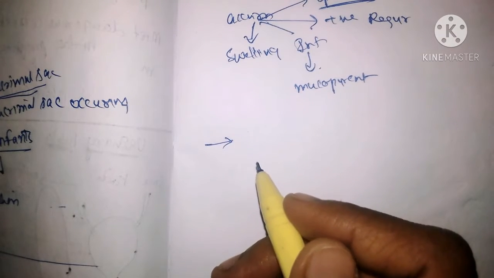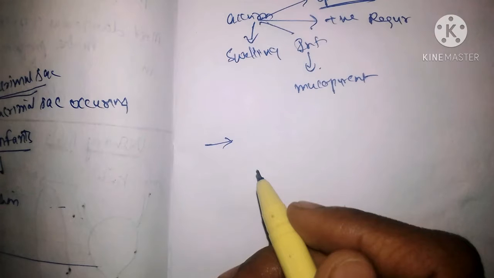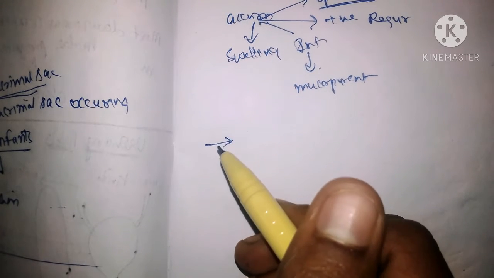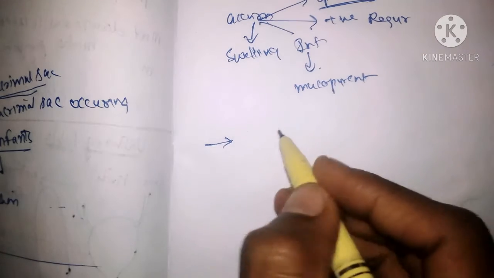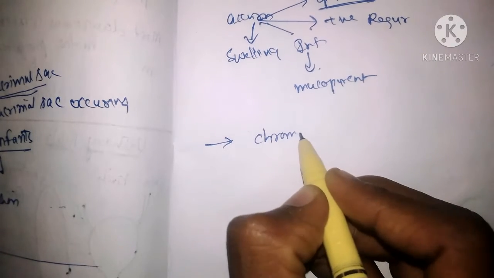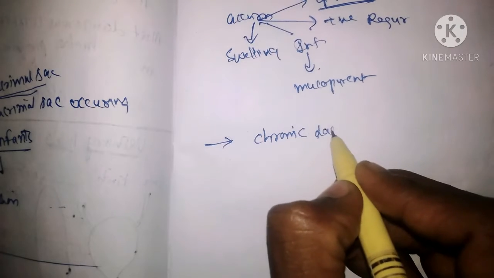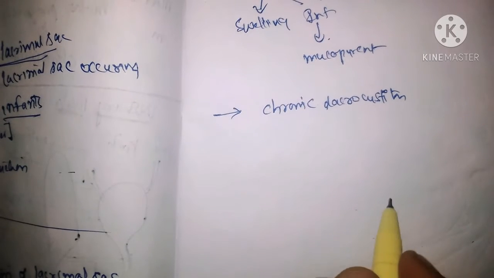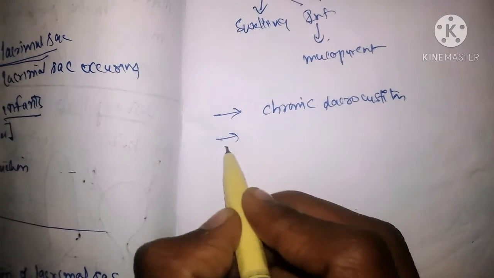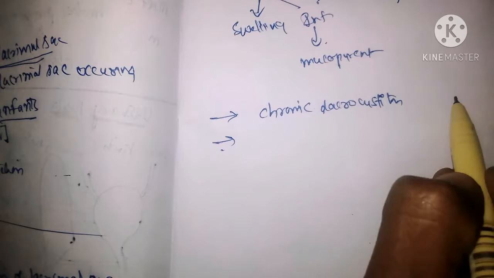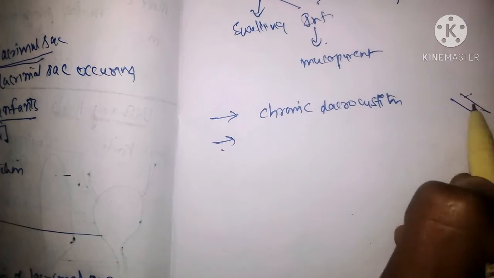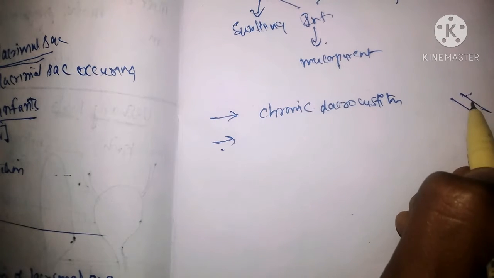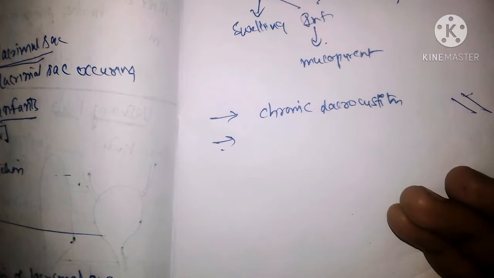So what happens if you don't treat this? What will be the complication if you don't treat this congenital dacryocystitis? If we don't treat it, it gets converted into the chronic form. That means it develops into chronic dacryocystitis. Clear? And as you can see, this sac is in continuation with the conjunctiva. So the conjunctiva is very close to this sac.